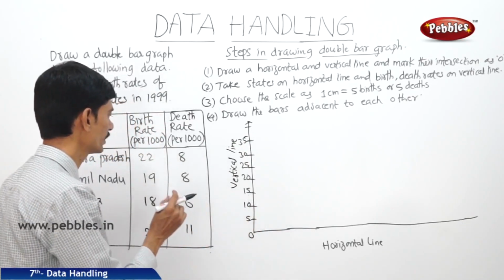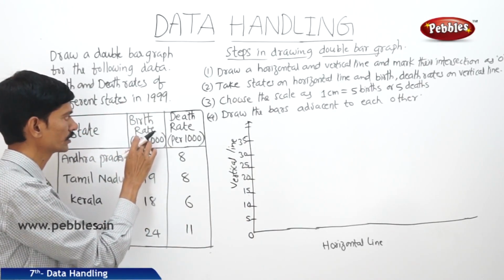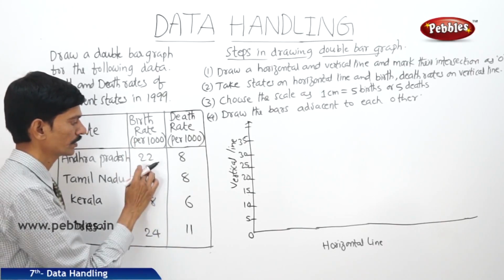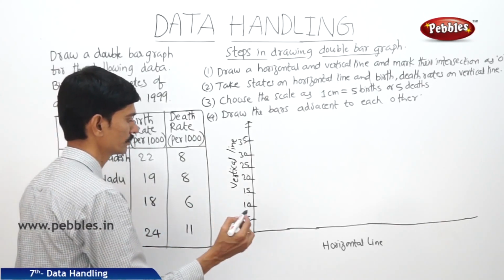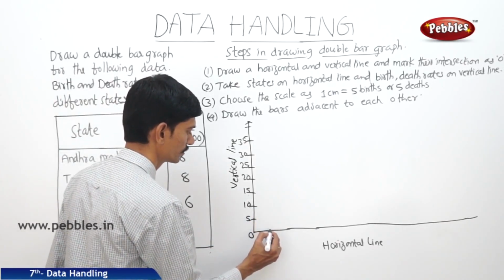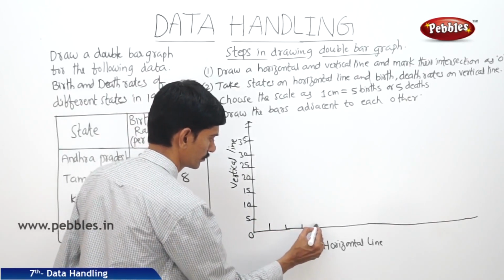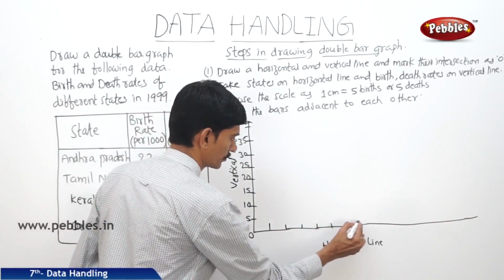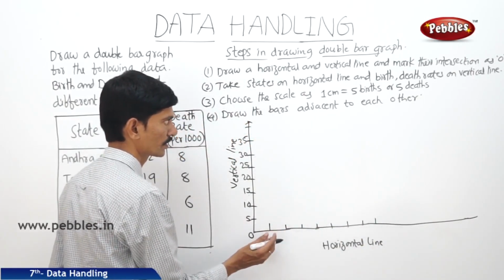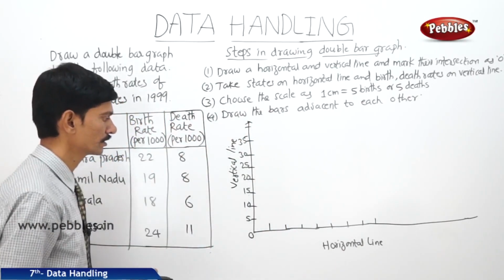Then we have to find the length of each bar. To find the length of the bar representing the birth rate 22, we divide 22 by 5, then we get 4.4. And on the horizontal line we take the different states that represent the birth rate and death rate.